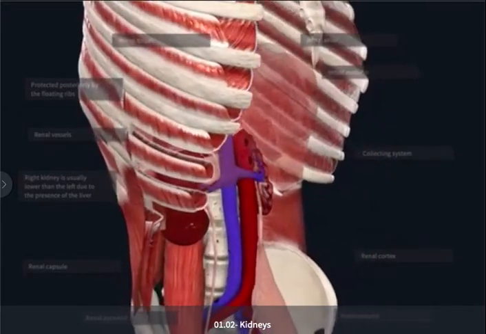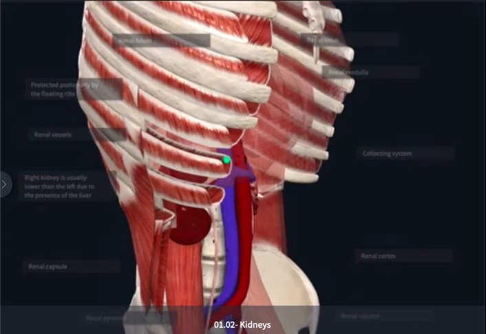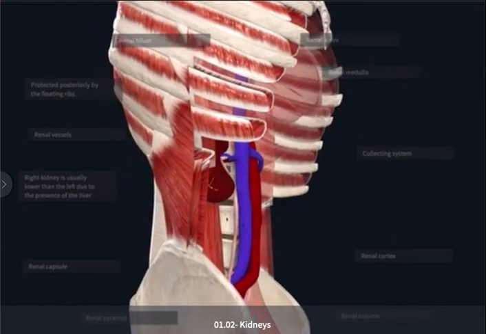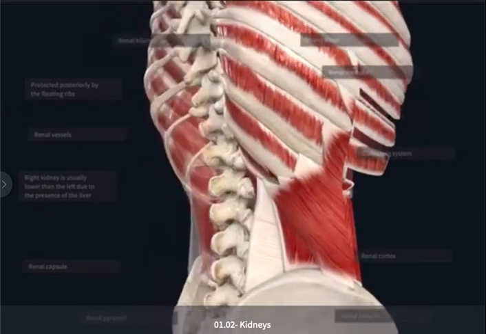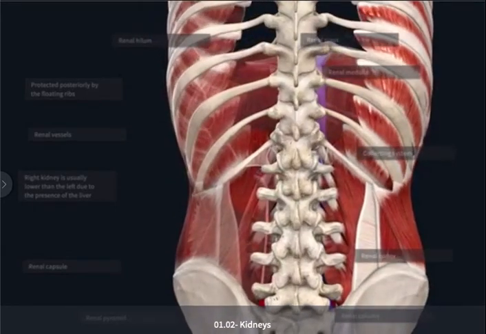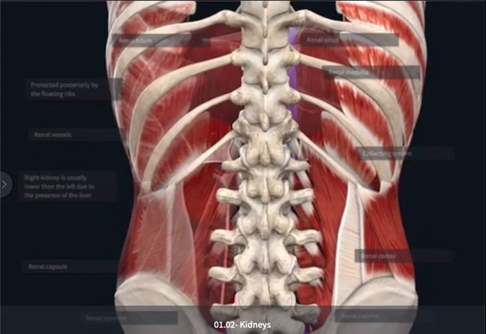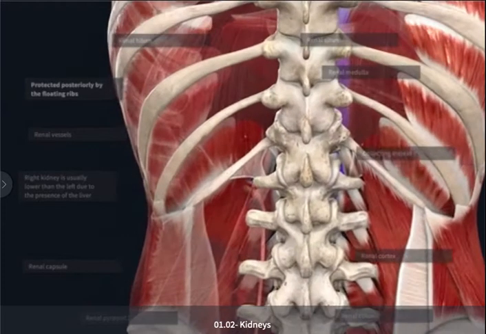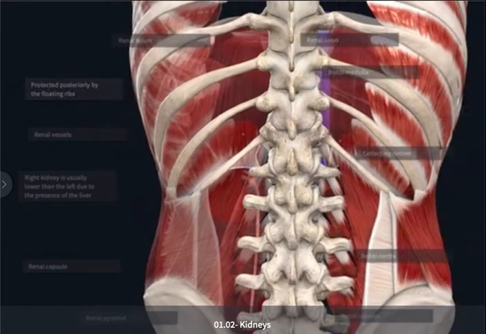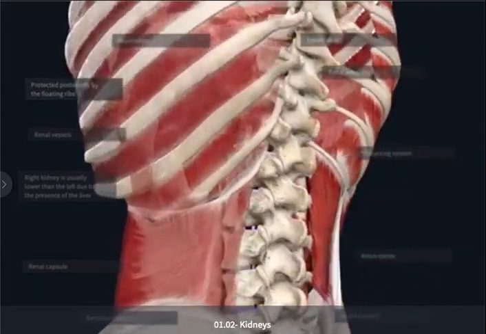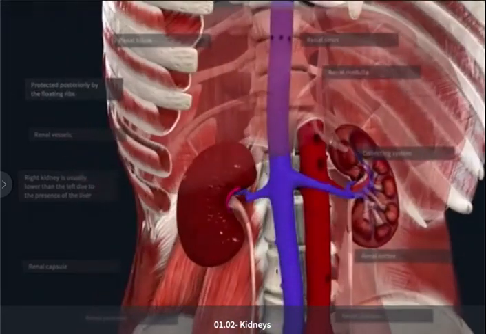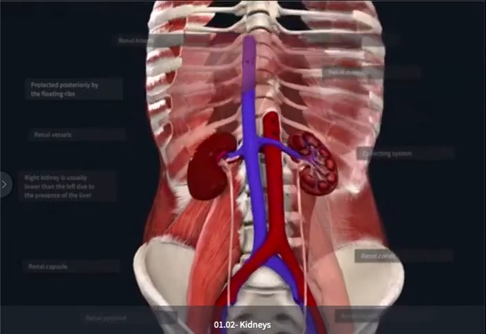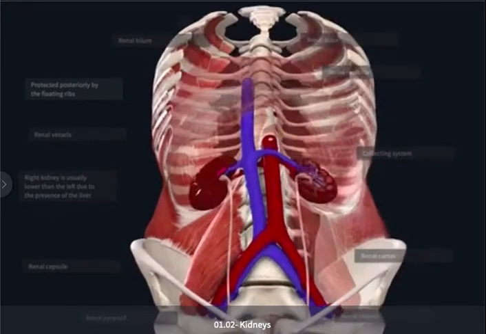They are considered retroperitoneal as they are lying behind, or posterior to, the peritoneal lining within the abdominal cavity. From a posterior perspective, we can see that the kidneys are going to be slightly protected superiorly by the floating ribs 11 and 12. Now, the kidneys are going to be lying posteriorly against some of the muscles within the posterior abdominal wall, but surrounded by protective layers of fat.